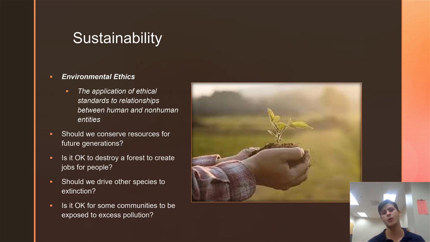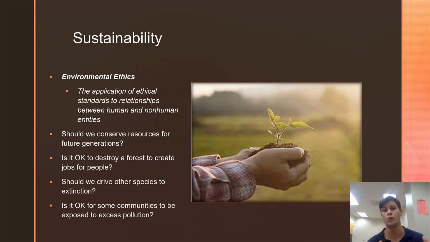And basically, this also goes back to something known as environmental ethics. Environmental ethics are the application of ethical standards to relationships between humans and non-human entities. And this revolves around questions such as, should we conserve resources for future generations? These people don't exist yet. It's an abstract concept. So why should we really care? They don't exist yet. We're not hurting anyone that currently exists. We're impacting potentially future generations. So this boils down to a hypothetical question.